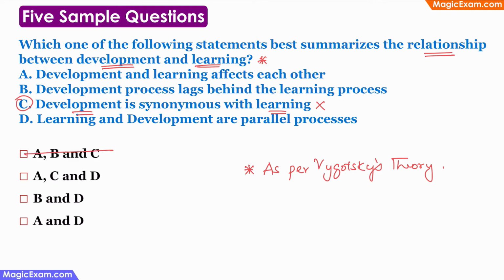So, option 1 and option 2, both of which have C in it, are incorrect. So, we are left with options 3 and 4. Now, both of them have D in it. Therefore, D has to be correct. That is, learning and development are parallel processes.